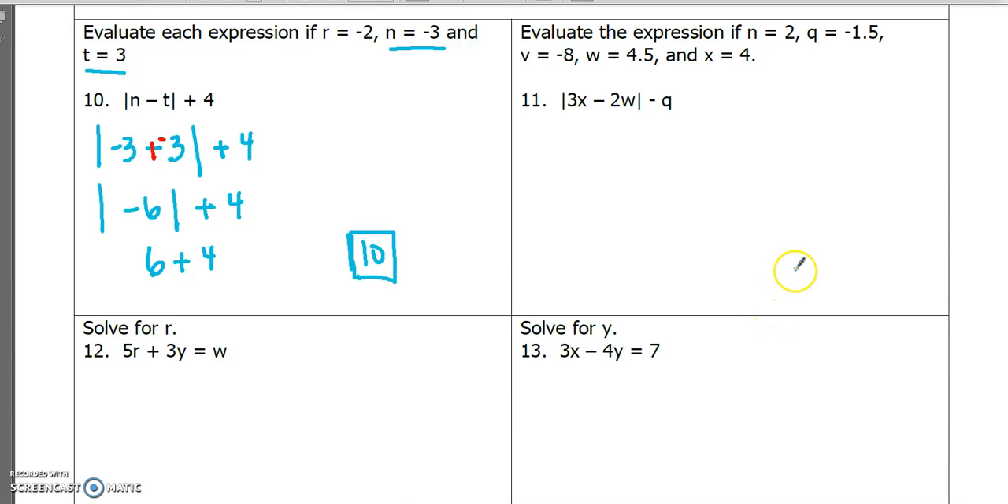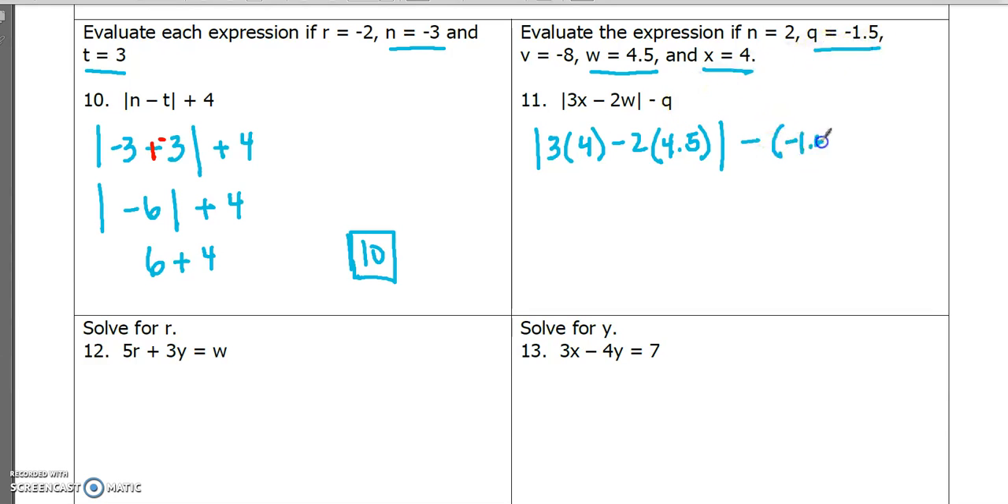So let's try number 11. Same thing. I need to replace any of my variables with the given values. What we have to realize here, 3 times x, this means I'm multiplying, and then a 2w means I'm multiplying 2 times my w. So I have my absolute value bar, 3 times my x value, which is 4, minus 2 times my w value, which is 4.5. Absolute value bar minus my q, well my q is negative 1.5. And I'm going to put that in parentheses so that we don't lose the negative sign.